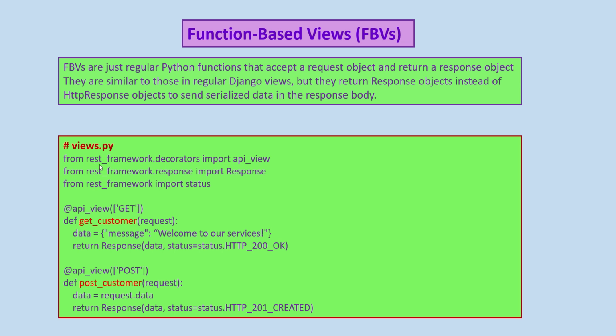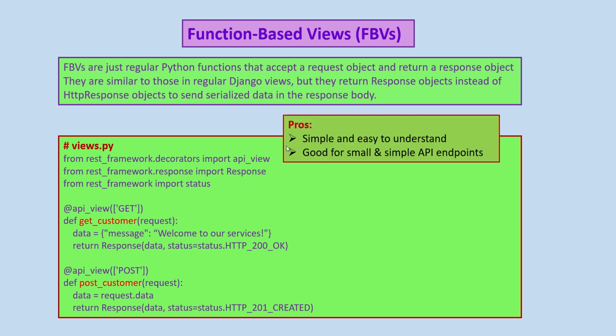This is the example. Here we have the import statements, and here we have get customer, which is the GET method, the GET API, and this is post customer for the POST method. So this is an example of a function-based view. Now let us see the pros of function-based views. It is simple and easy to understand, and it is good for small and simple API endpoints.